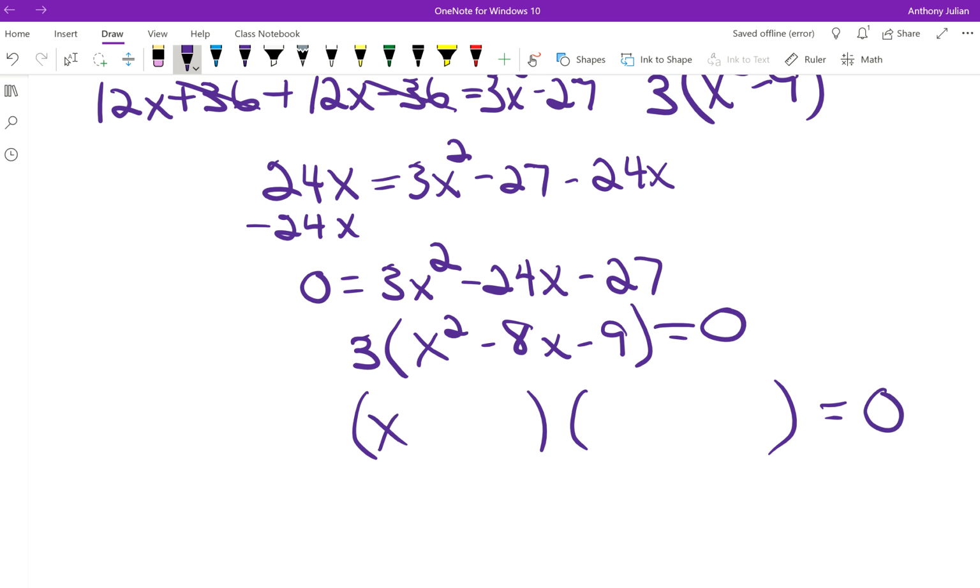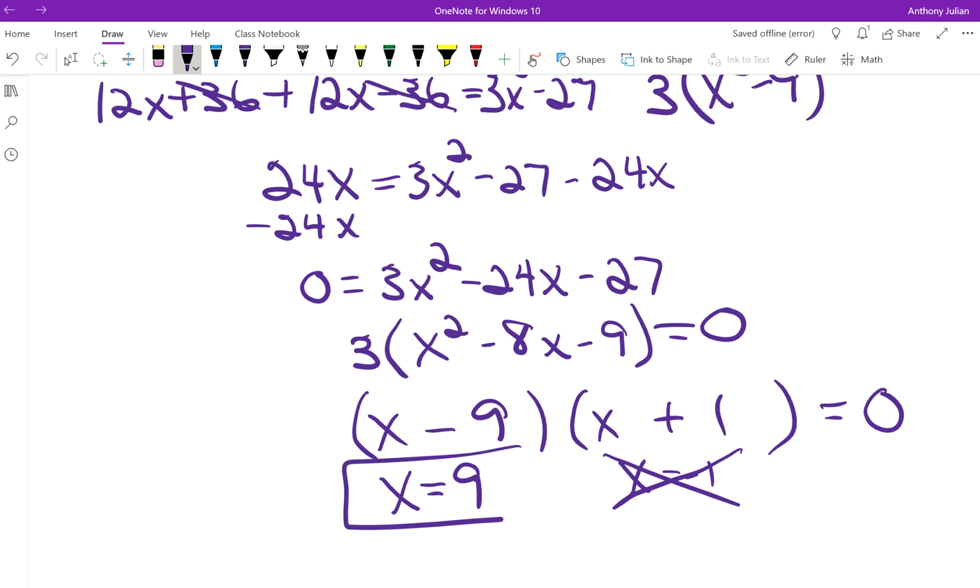And how about an x here? x minus, plus. And what are my numbers? -9 plus 1. That works. And so my solutions are going to be x equals 9, because 9 minus 9 is 0, or x equals -1. Well, you can't have a negative time, so this is gone.